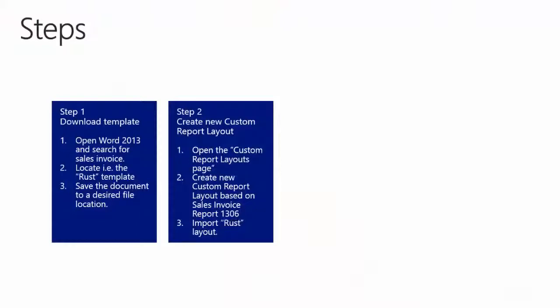Step number 2. Create new custom report layout. We will open the custom report layouts page. We will create a new custom report layout based on the sales invoice report 1306, and then we will import the ROS invoice template and view the report with its new layout.